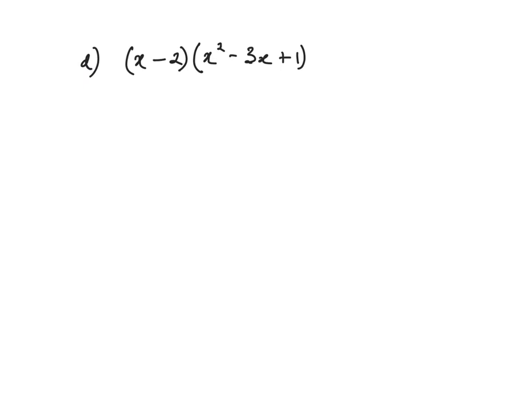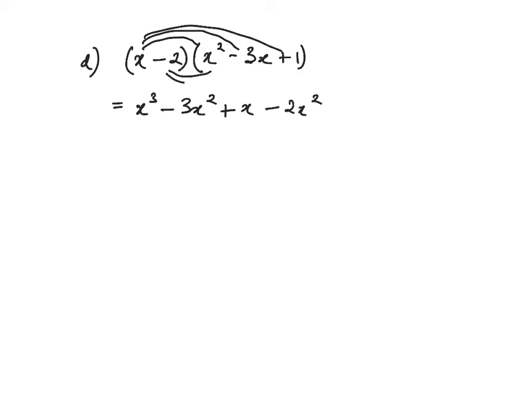So this one's a bit more complicated. x times x squared gives us x cubed, and then we have x times minus 3x, which is minus 3x squared, and finally x times plus 1, which is plus 1x, plus x. Then we've got minus 2x squared, minus 2 times minus 3x is plus 6x, and minus 2 times plus 1 is minus 2.